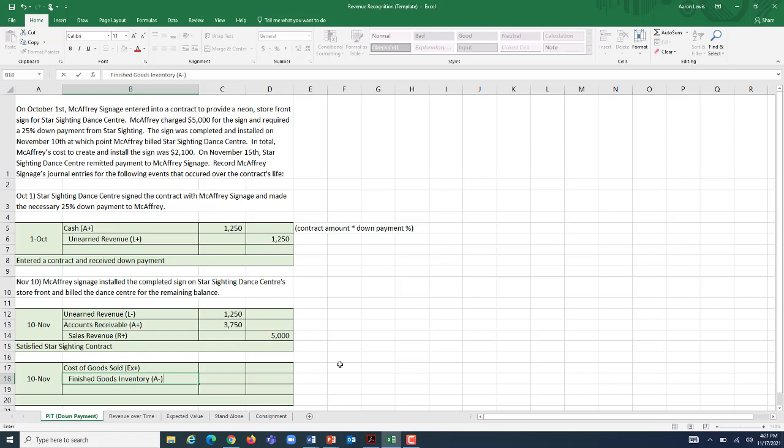And we record this not for the contract amount, not for the $5,000, but for the actual cost that McCaffrey incurred to meet their performance obligations to create and install the sign, which given in the problem is $2,100. So we're going to debit COGS for $2,100. We're going to credit finished goods inventory for that same $2,100 when we recorded COGS on this sale.